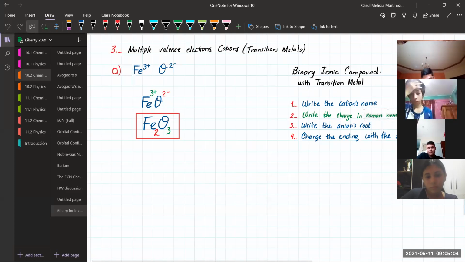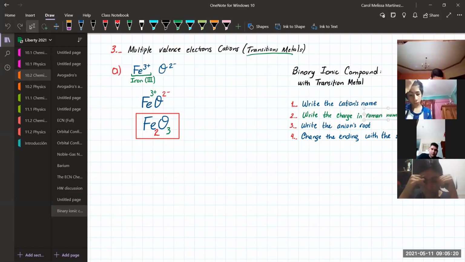So this iron actually is not just called iron. This is called iron 3 because the charge is 3. And the reason it is written like that is because it is a transition metal, but with multiple charges. So the name for this one is going to be iron. You need to specify the charge of iron, not the atoms. The charge is seen right there, the one with the symbol.